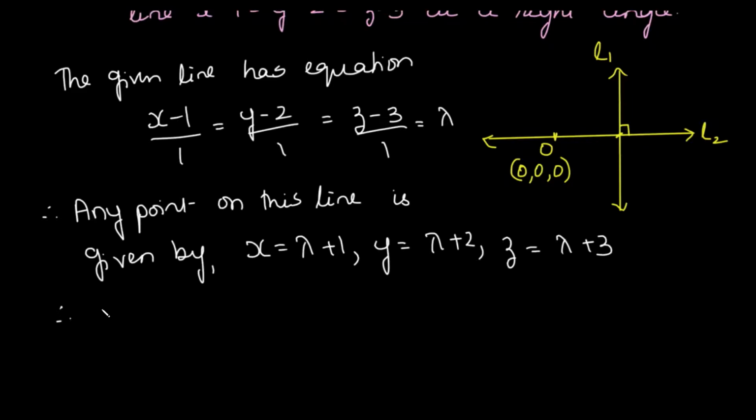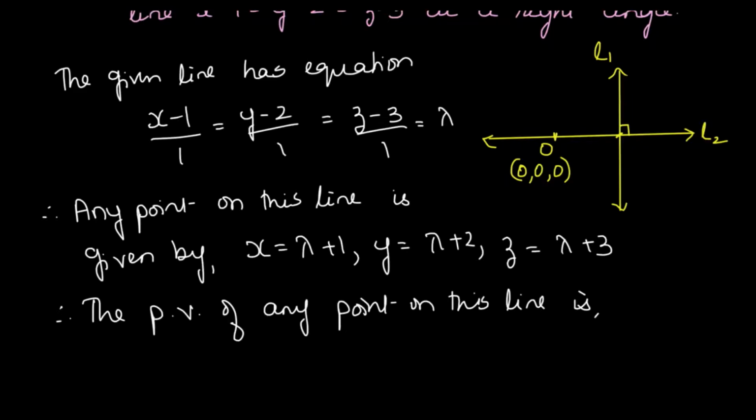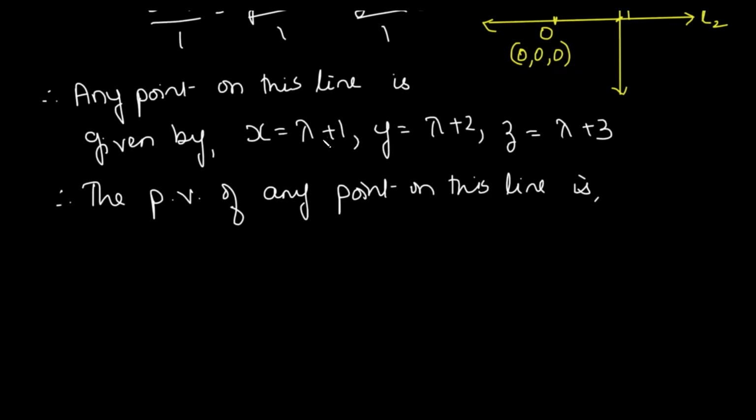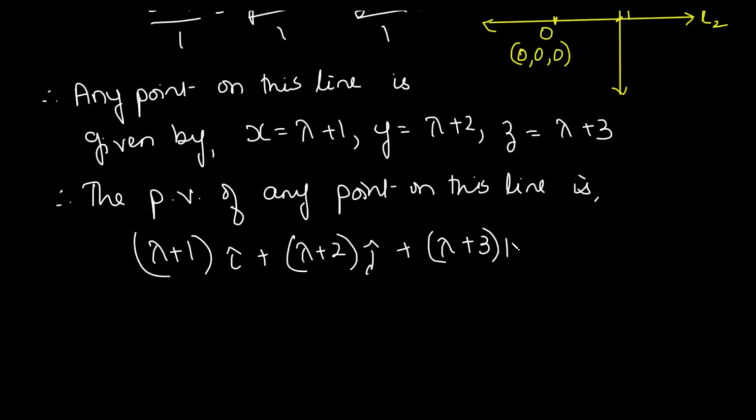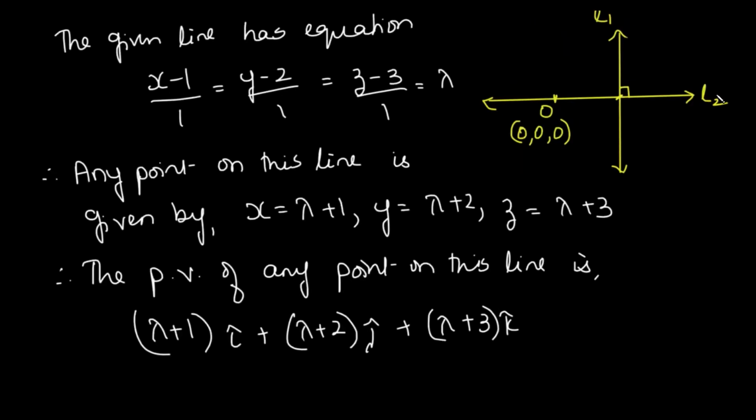So therefore we can say that the position vector of any point on this line, in terms of i, j, k, we are going to write this. So from lambda plus 1, x is lambda plus 1. So we get lambda plus 1 i plus lambda plus 2 j plus lambda plus 3 k. So in this figure, L1 is our given line. So any point on L1 has this particular position vector.